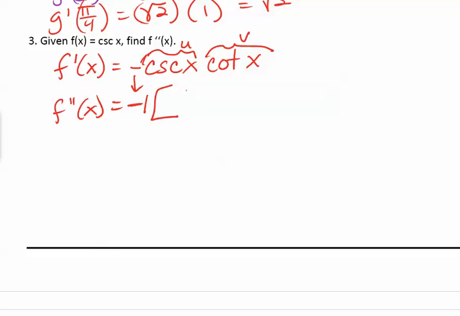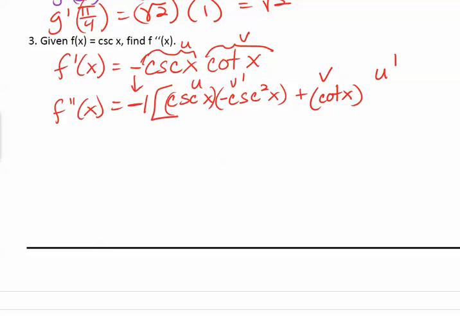And I'm going to do my product rule. So the u glob times the derivative of v. So the derivative of cotangent is negative cosecant squared of x. And then I want plus the v glob, oops, let me write that up above, the v glob times the derivative of the u glob, the derivative of cosecant, negative cosecant x cotangent x. And then let's take a look at this. Up to you how you might write this.